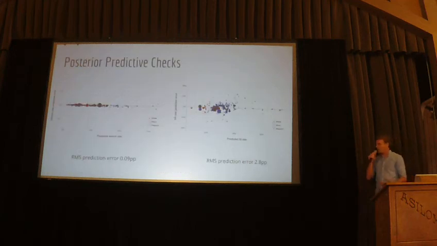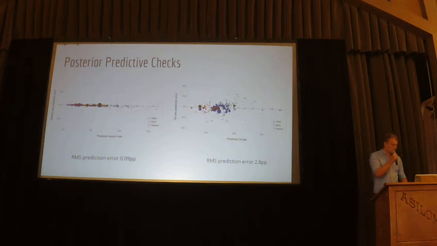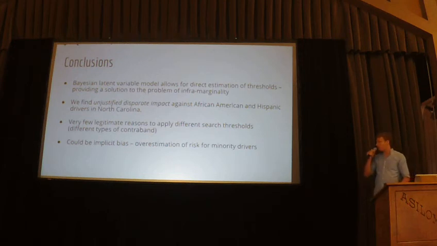We run some posterior predictive checks. So we generated data according to the parameters we inferred and determined the inferred search and hit rates and compared those to what we actually saw. We see that the model fits search rates very well and hit rates also quite well. To conclude, we developed a Bayesian latent variable model that allows us to directly estimate the thresholds and provides a solution to the problem of infra-marginality that affected other tests for discrimination. We find unjustified disparate impact against Hispanic and African American drivers in North Carolina.